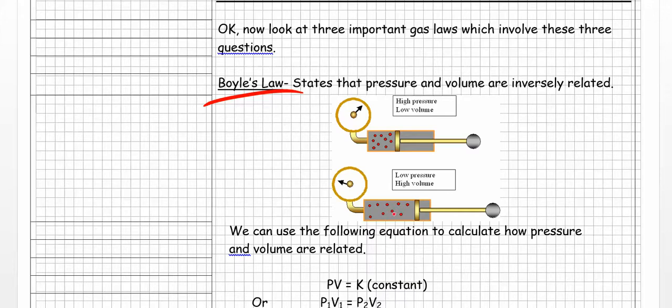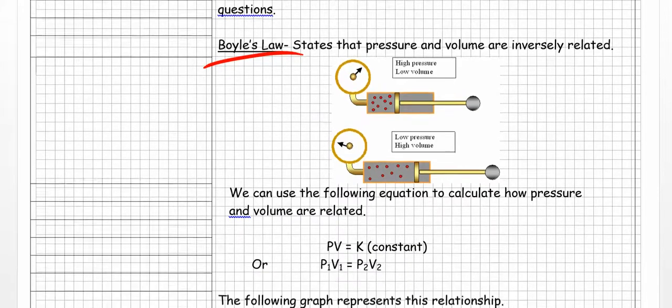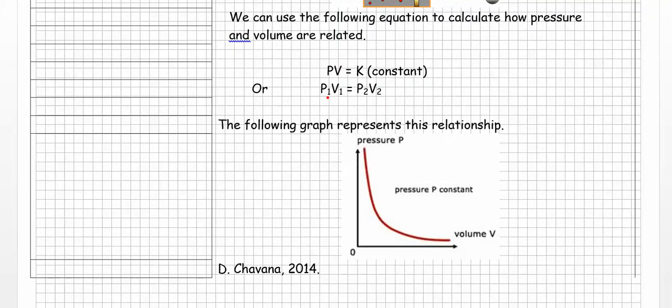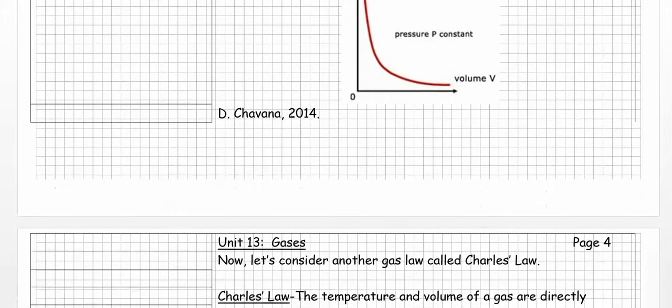Obviously, the particles are not hitting the insides of the container as frequently if the volume is increased, so the pressure is less. So we say that that is an inverse relationship. In Boyle's law, we have an inverse relationship between pressure and volume. P1V1 is equal to P2V2. Graphically, it looks something like this. As pressure increases, volume gets smaller, right? So that's Boyle's law, the relationship between pressure and volume, with temperature being held constant.